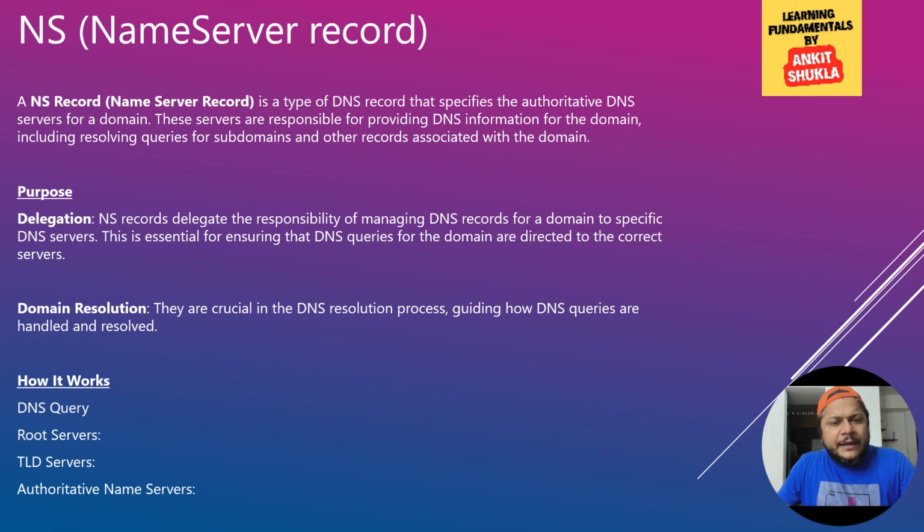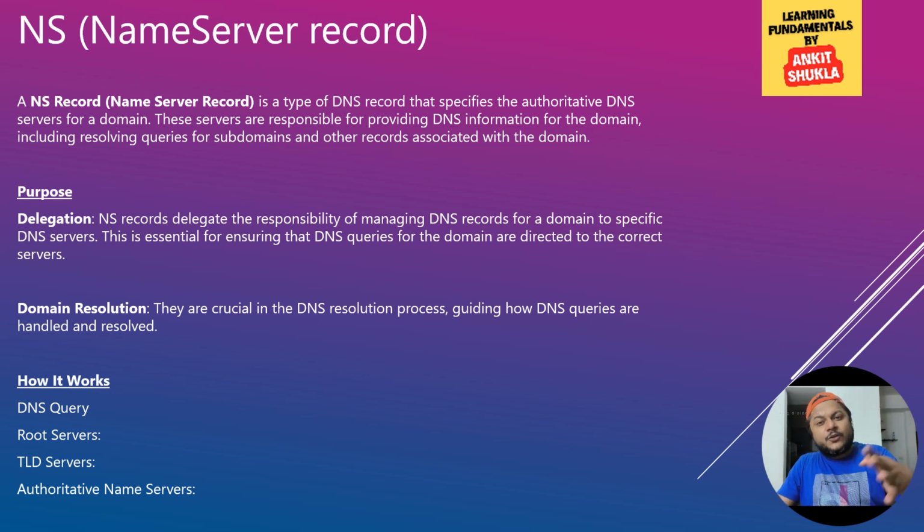Let's look at how name server record works. The first query happens as usual from your device. It goes to your DNS resolver to find information about the domain. It starts by querying the root DNS server. So that is the first DNS query. Then the resolver routes those queries to root servers.